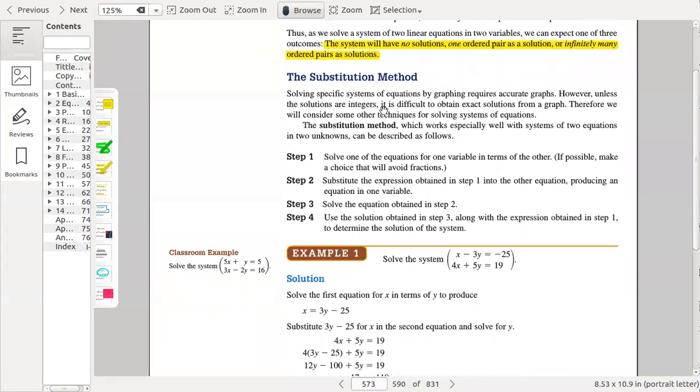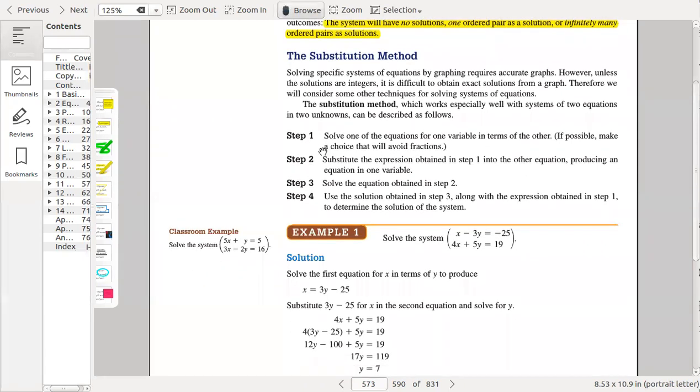Solving a specific system of equations by graphing requires accurate graphs. However, unless the solutions are integers, it is difficult to obtain exact solutions from a graph. Therefore, we will consider some other techniques for solving systems of equations. So the first technique is the substitution method, which works especially well with a system of two equations in two unknowns and can be described as follows.